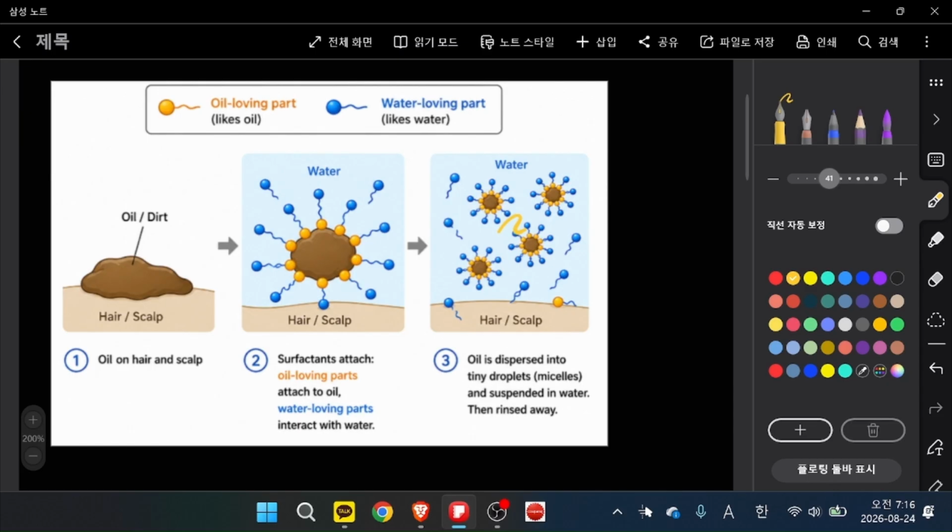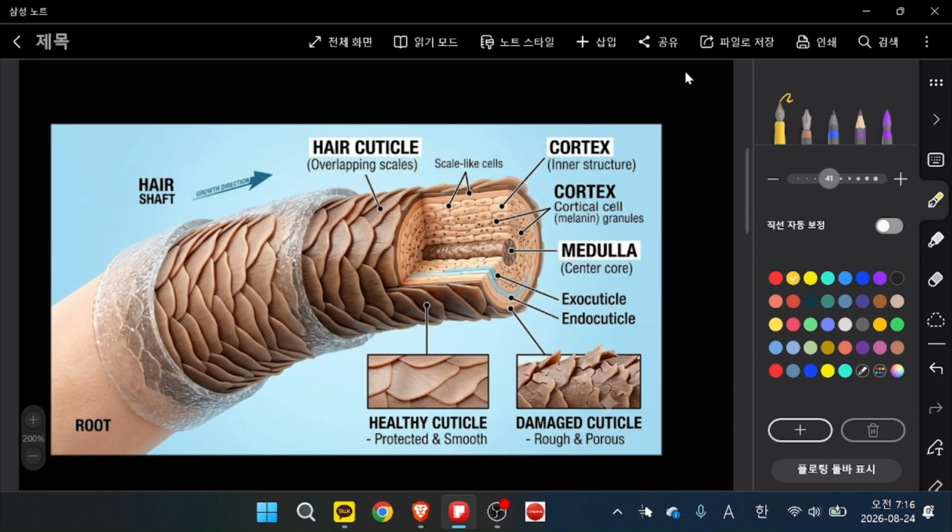Now let's talk about conditioning. Hair is made mainly of a protein called keratin. The part of your hair that you can see is not living tissue. It's made mostly of hardened keratinized cells. The outside of the hair shaft is covered by a protective layer called the cuticle. The cuticle is made of overlapping scales, somewhat like roof tiles.